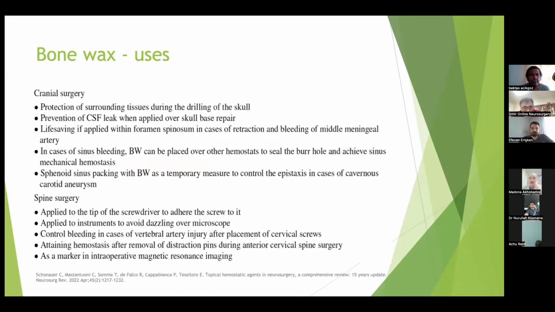There are lots of uses associated with bone wax, which I had published in a paper earlier. Basically, when you are drilling inside the skull, you can place it over the surrounding tissues to prevent them from getting trapped in the drill. It can be used to prevent CSF leak, and to cover the frontal sinus after anterior skull base repair. Sometimes it can be life-saving when you apply it over the foramen spinosum in case of middle meningeal artery bleeding. And there are lots of other uses of bone wax as well.